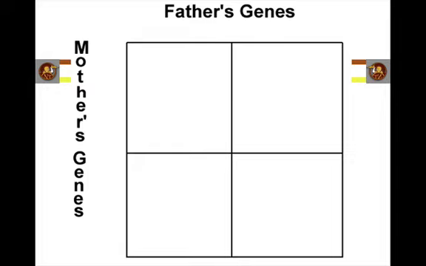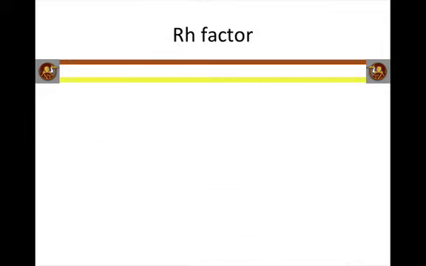square. Our father at the top, big IA, big IA. Mother at the side, big IB, big IB. And we'll do our cross. And as you see, every single possibility is the same. Big IA, big IB. So we will have a child with type AB blood.